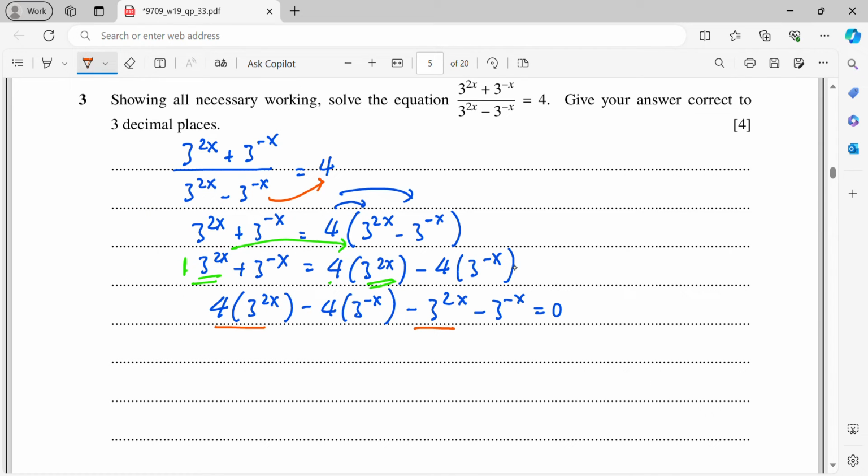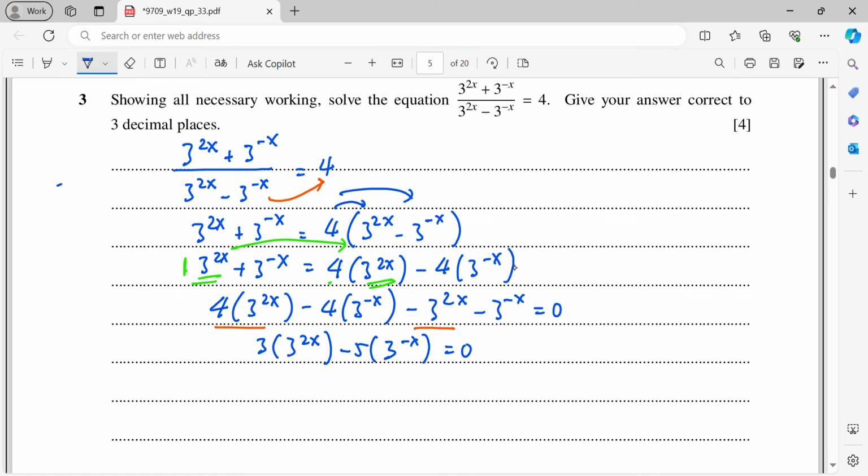Okay, so when you combine the first and third term, basically the coefficients for both terms will be 4 and 1, 4 and minus 1. So 4 minus 1 is basically 3. I will write 3 of 3 power 2x. And then for the second and fourth term, both with negative sign, one is negative 4, another one is minus 1. Therefore, it will be minus 5 of 3 power negative x.